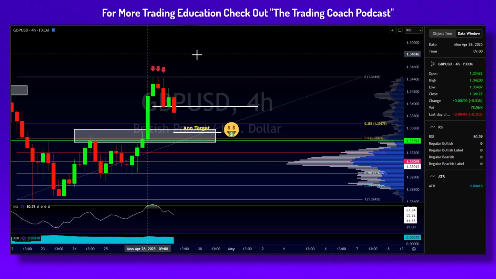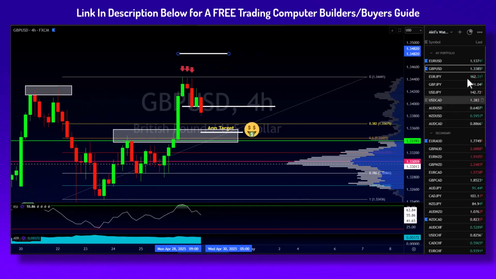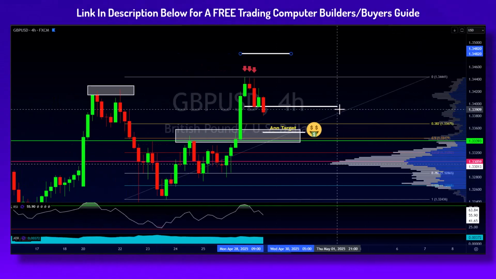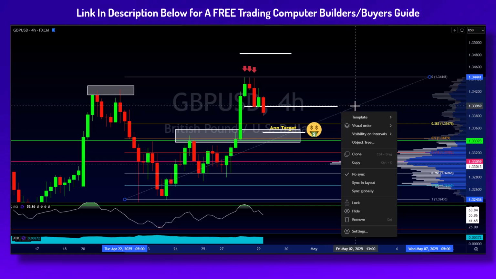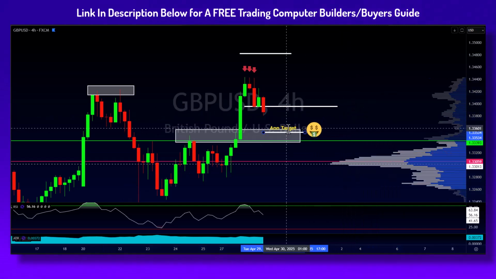And is the minimum requirement a 1-to-1 risk reward? So I'm going to erase some of this stuff, guys, to get us a clearer view here. Get rid of the end target. No one likes the end target. Get out of here, end target.